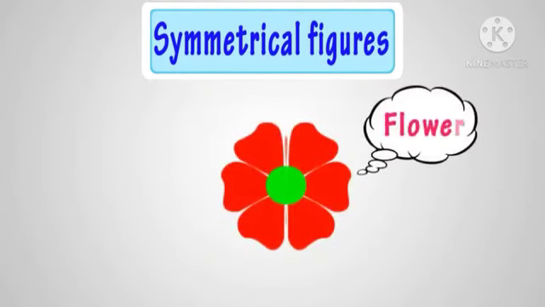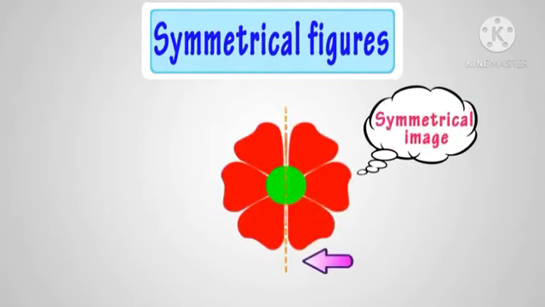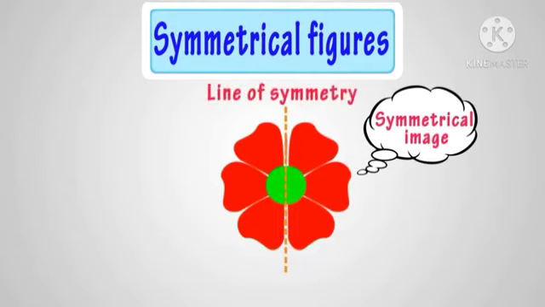Now let us try this on other figure. Here we have an image. Let's try to fold it to find is it symmetrical or not. Here we are folding it. Yes, we fold it along the line. It completely covers the other half. So it is a symmetrical image. The line is called line of symmetry.